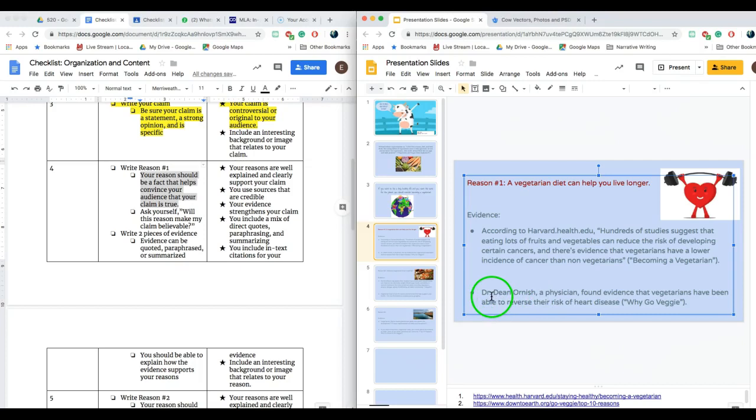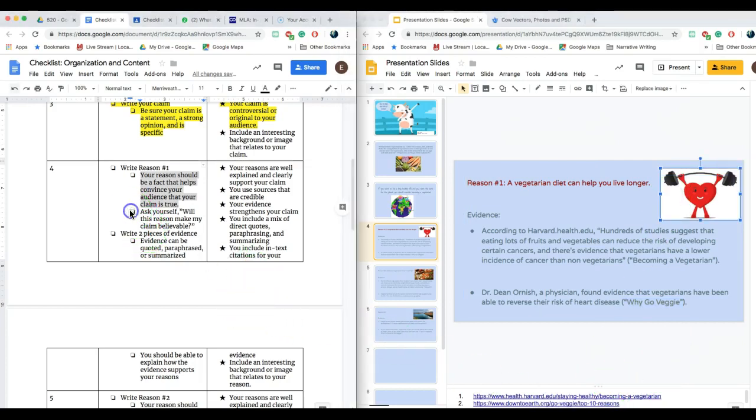So I'm getting an expert's opinion, Dr. Dean Ornish, and what he found out about heart disease and vegetarianism, and this is from the article Why Go Veggie. So in my notes section, I have this website listed. I have my second website listed, and then I have the image of the heart at the very bottom.